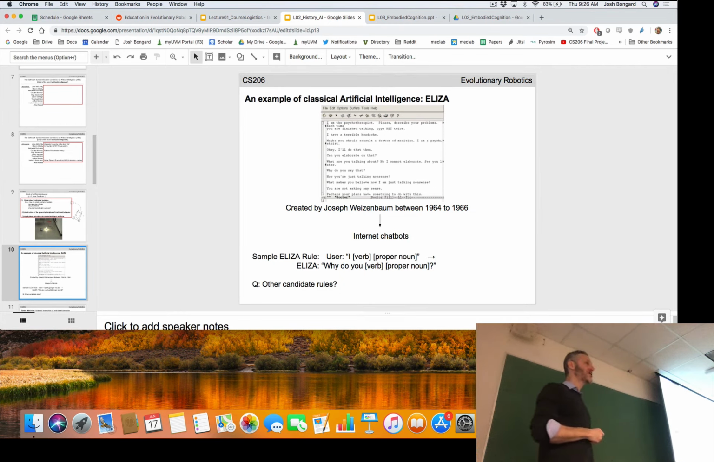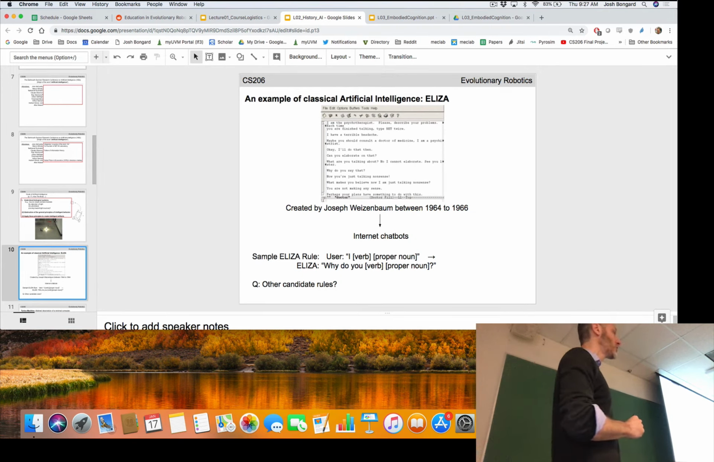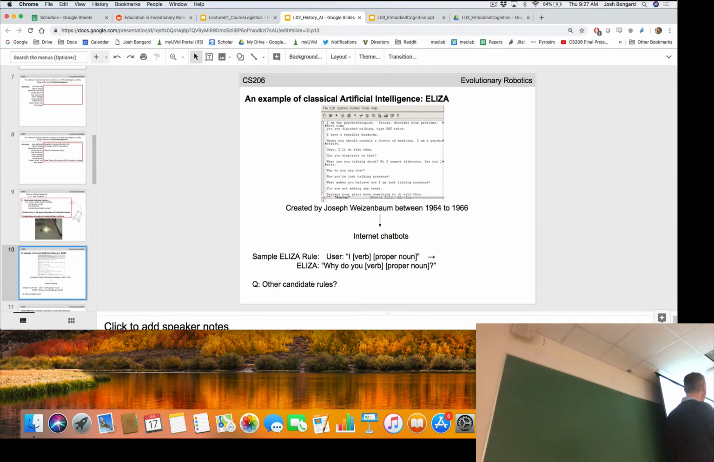We now have internet chatbots, which are supercharged Eliza bots. The original Eliza was very, very simple. It was made up of a whole bunch of if, then, else statements. So if Eliza received as input a series of tokens, pronoun, verb, proper noun, I, verb, proper noun, Eliza could create a response by pulling tokens out of that sentence and moving them around in different orders. Why do you, verb, proper noun? I feel terrible. Why do you feel terrible?